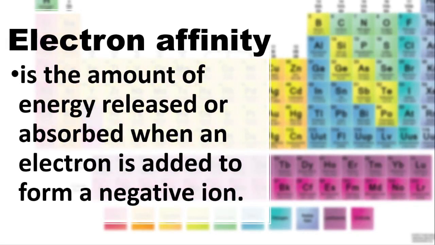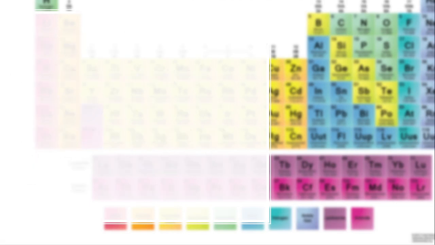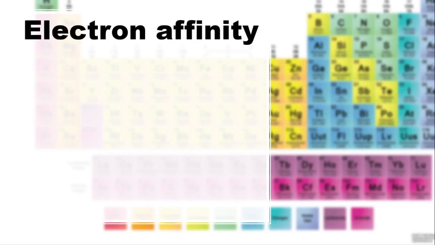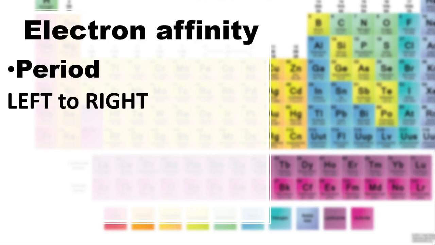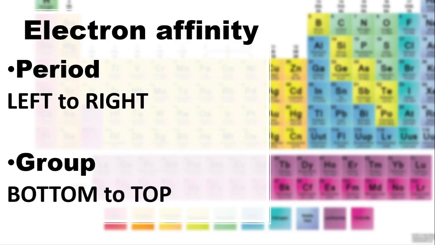Okay, the next trend is electron affinity. Electron affinity is the amount of energy released or absorbed when an electron is added to form a negative ion. The pattern for this trend is for period, left to right, and for the groups or family, bottom to top.